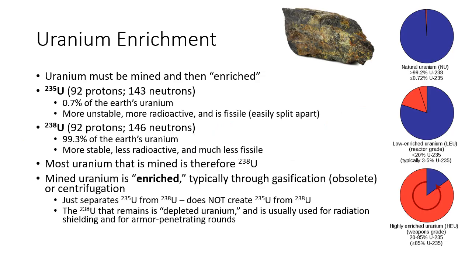So what type of uranium do we need? Well, we need uranium-235 for this. So most of the time you're going to see the isotope 235 for nuclear fuel.